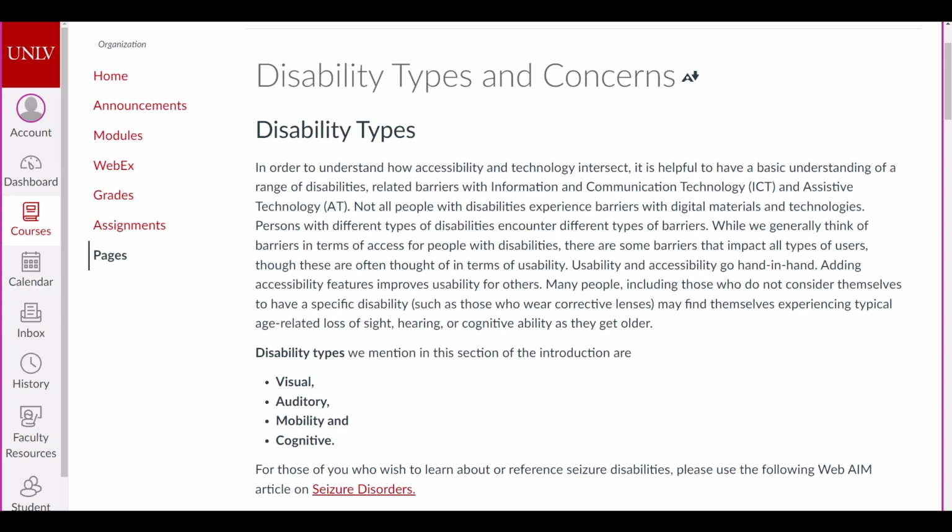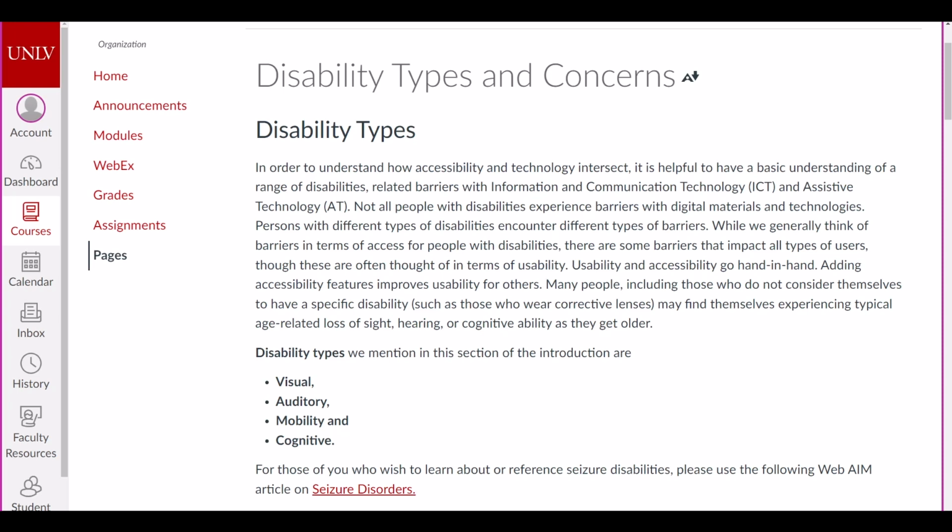While we generally think of barriers in terms of access for people with disabilities, there are some barriers that impact all types of users, though these are often thought of in terms of usability. Usability and accessibility go hand in hand. Adding accessibility features improves usability for others. Many people, including those who do not consider themselves to have a specific disability, such as those who wear corrective lenses, may find themselves experiencing typical age-related loss of sight, hearing, or cognitive ability as they get older.